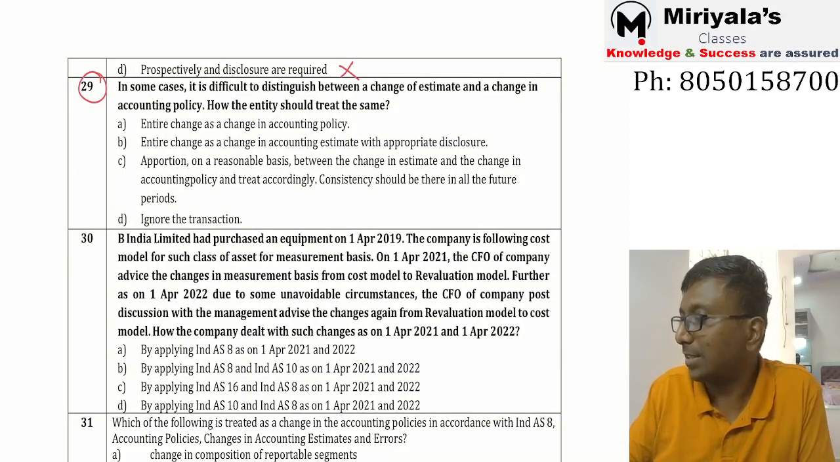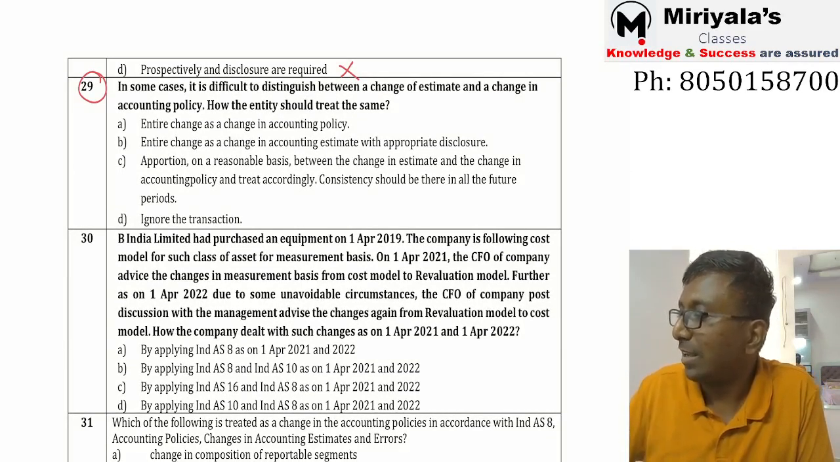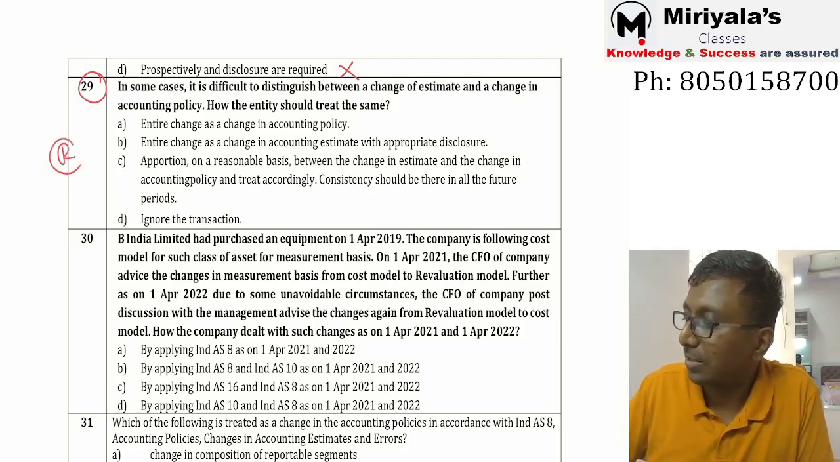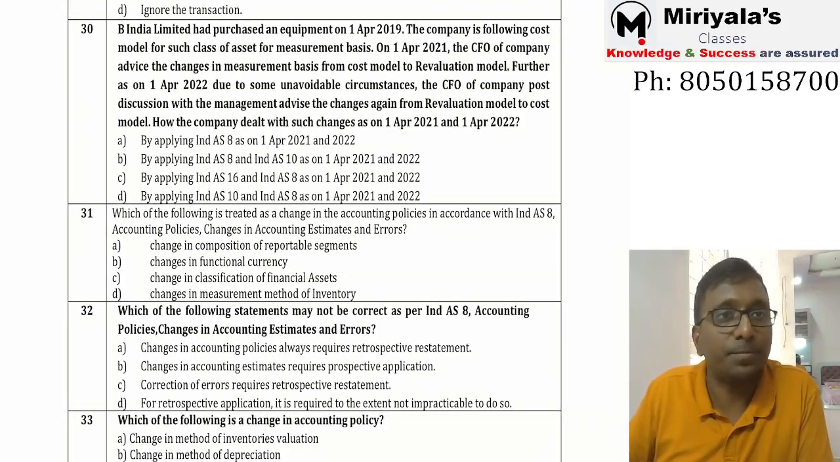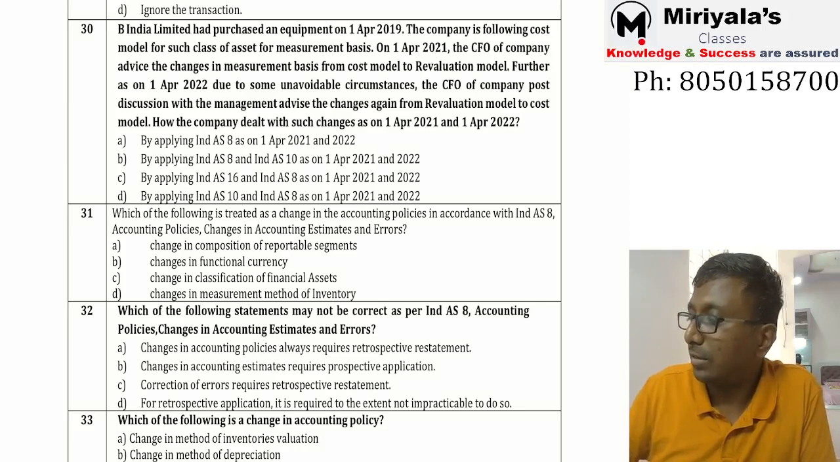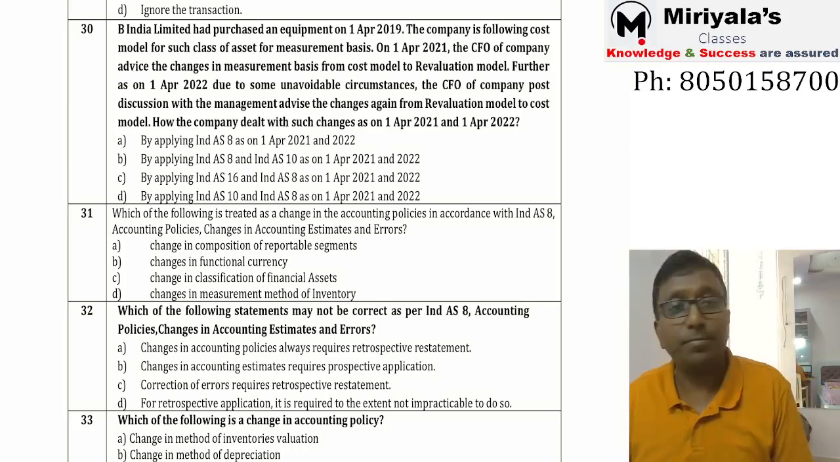In some cases, it is difficult to distinguish between a change in estimation and a change in accounting policy, which is a repetition. Correct? We have to consider everything as a change in accounting estimation. So go with the 30th sum. Yes, my dear, it is a bit big, read it.